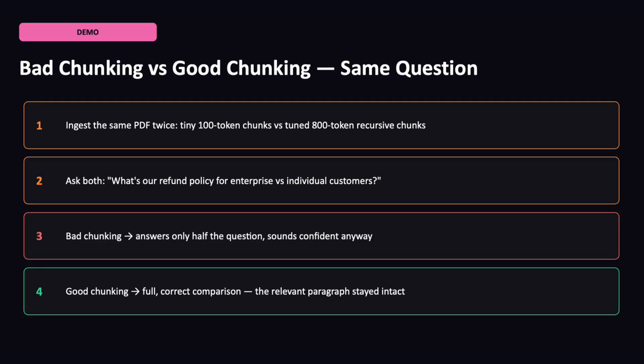If you wanted to see, you can load the same document twice. Once cut into tiny careless pieces, once cut sensibly, and ask both versions the exact same questions. What's our refund policy for big customers versus regular customers? What happens? The careless version only answers half the question and still sounds totally sure of itself. The sensible version gives you the full correct comparison because the important paragraph didn't get torn apart before the AI ever saw it.